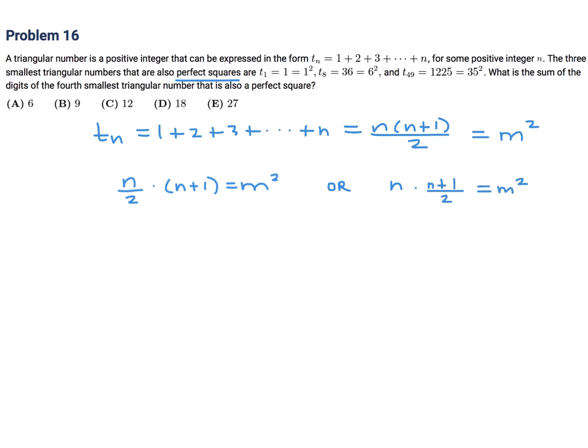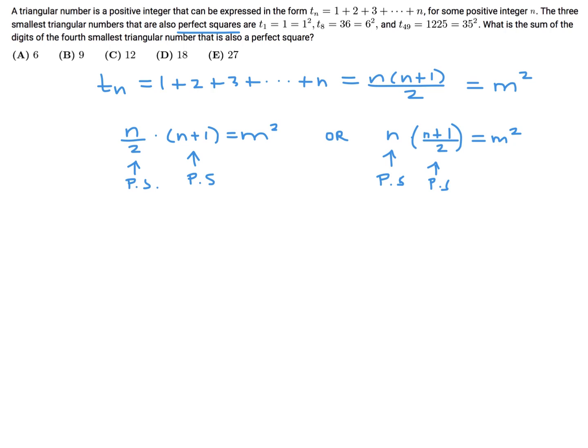Now you might say, well, isn't that the same thing? Yeah, it is, but I'm just grouping them into different categories. So either this is a perfect square, I'll just put PS for perfect square, and this is a perfect square, or this is a perfect square, or this is a perfect square, right? So there's lots of scenarios here, and we just have to fiddle around with this a little bit. Now, I'm just going to concentrate on two things. I'm going to concentrate on this guy and this guy. So what that tells me is that either n is a perfect square or n plus 1 is a perfect square.